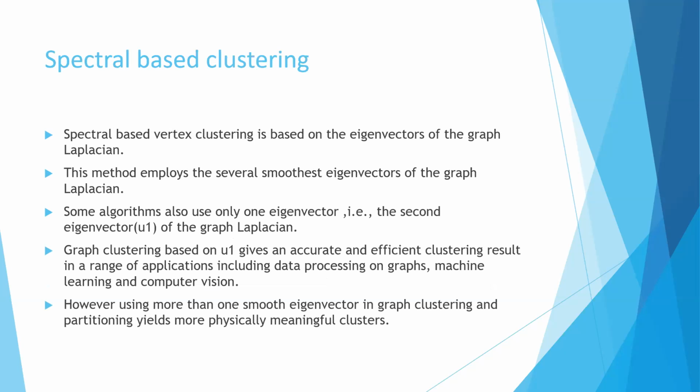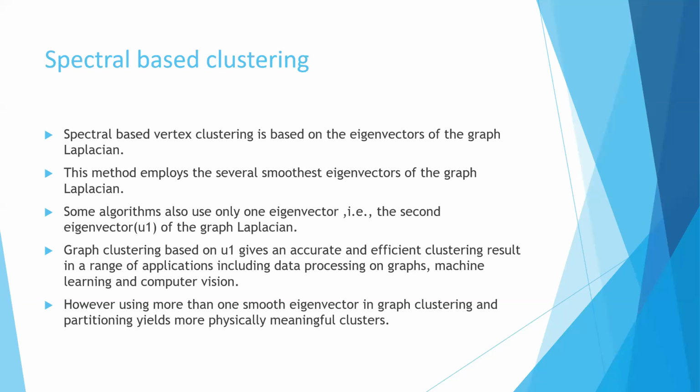Spectral-based clustering. As mentioned, spectral-based graph clustering is based on the eigenvectors of the graph Laplacian. This method employs the several smoothest eigenvectors of the Laplacian. Sometimes we can also use an algorithm which uses only one eigenvector, the second eigenvector of the Laplacian, U1, also known as the Fiedler vector.